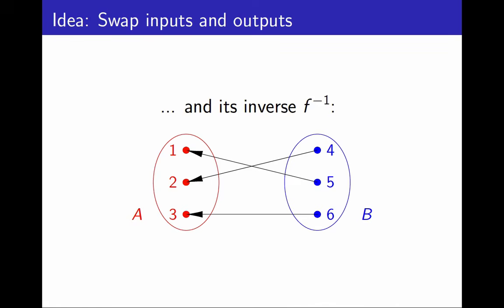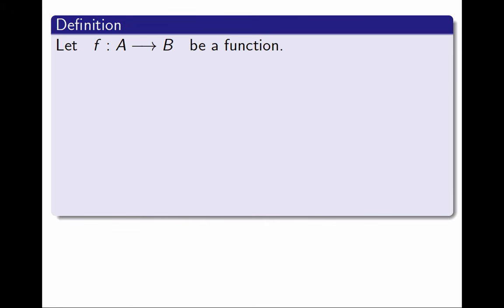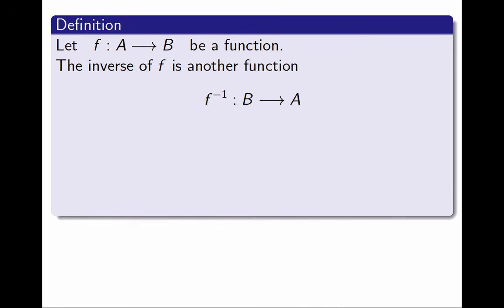So this picture summarizes the concept of inverse function. Let's write down a definition. Let f be a function from A to B. Remember, this notation means that f is the name of the function, A is the domain, and B is the codomain. Then, its inverse is another function. We call this new function f inverse. We use the same letter with a -1 exponent. And the inverse swaps the domain and codomain with respect to the original function.